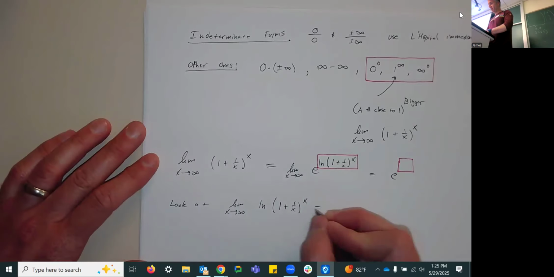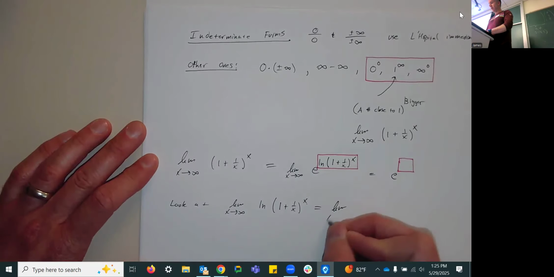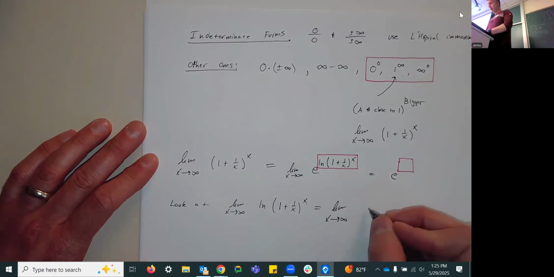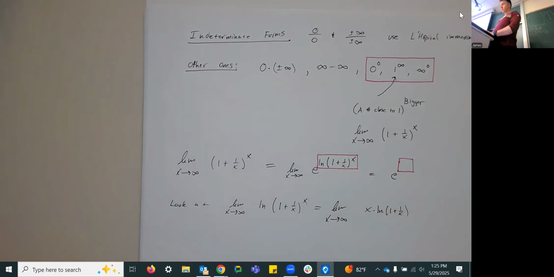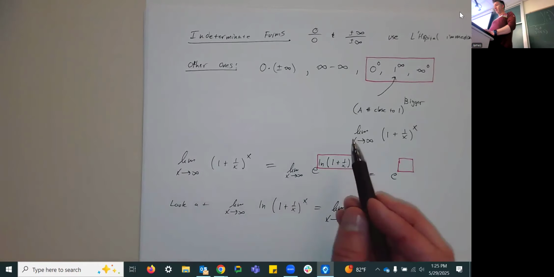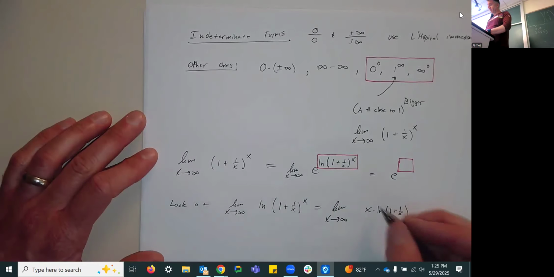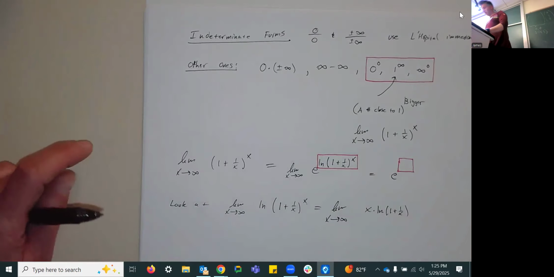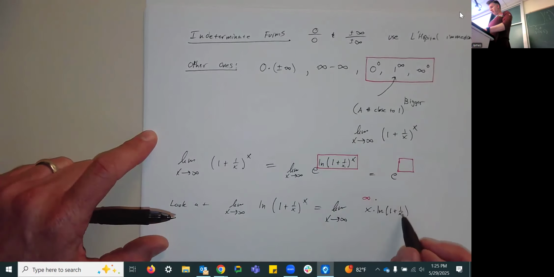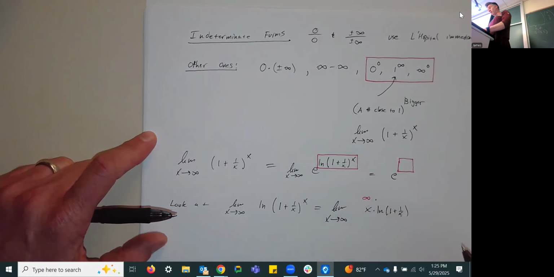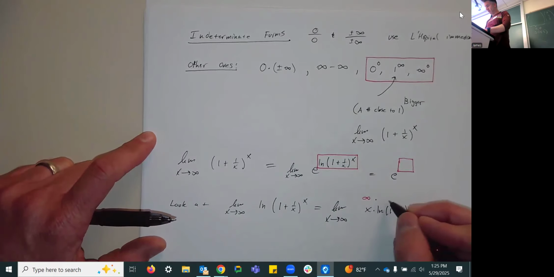So we're going to rewrite this as the limit as x goes to infinity of x times the natural log of 1 plus 1 over x. So now, instead of having a 1 to the infinity type, we have x going to infinity. So we have an infinity times, well, if x is going to infinity, 1 over infinity goes to 0. 1 plus 0 is 1, and the natural log of 1 is 0.